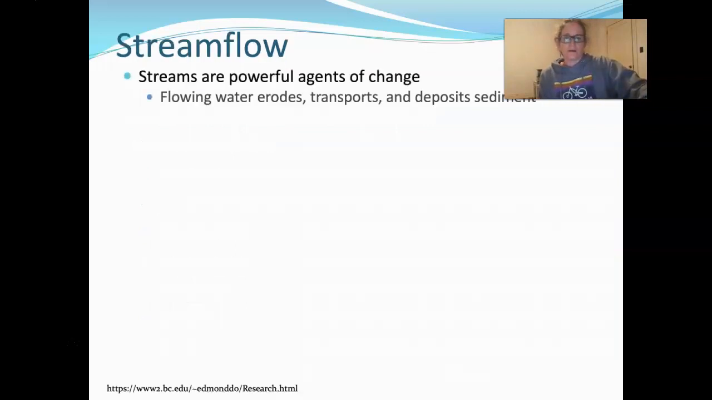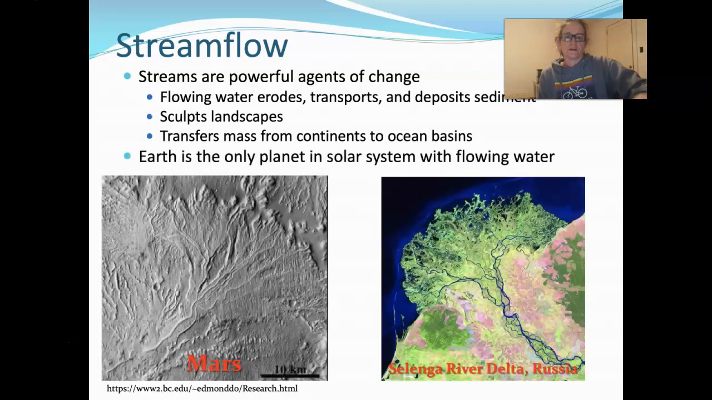All right, we got to think about streams in a couple different ways. They're powerful agents of change. So one of the main carvers of our landscape are streams. So we're sculpting the landscape. The streams of the continents also are moving sediment. So sediment is eroded, transported, and deposited by streams. We talk about all three of those things. It transports the mass from our continents to our ocean basins.